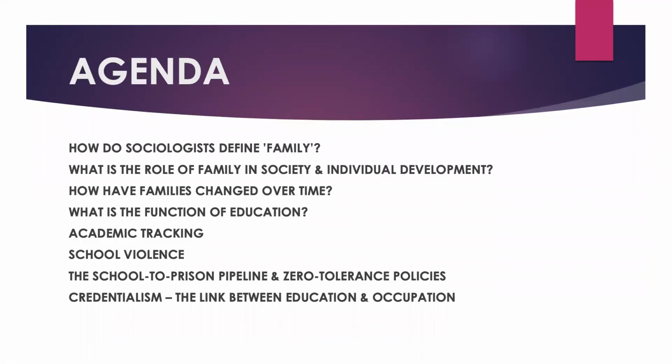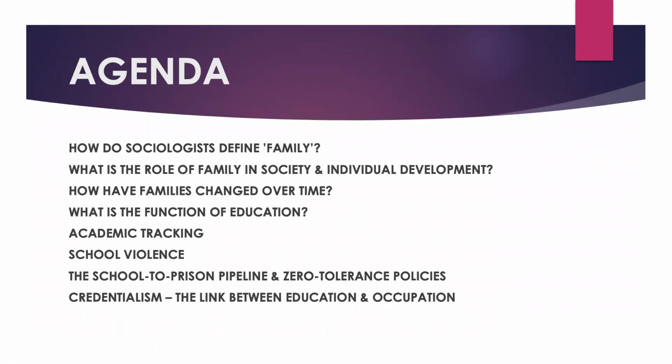So this is the agenda for the day, what we're going to be talking about. So how do sociologists define family? What does that mean in the social sciences, particularly for sociologists? What do we perceive the role of the family being in society? How does the family influence individual development? Talk a little bit about how families are starting to change. How have they changed over time? How has the organization changed? How has the function changed?